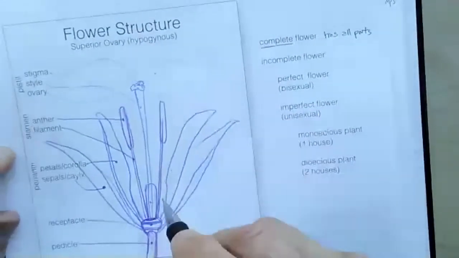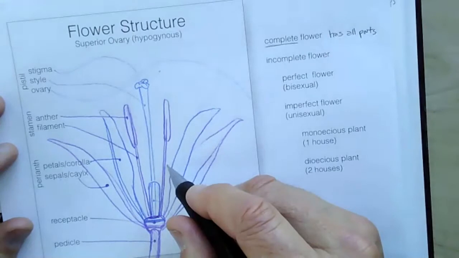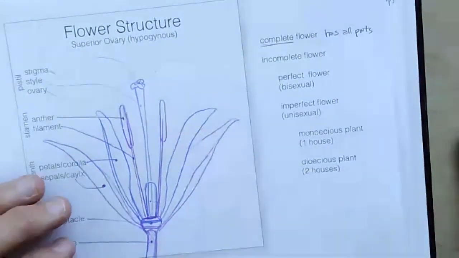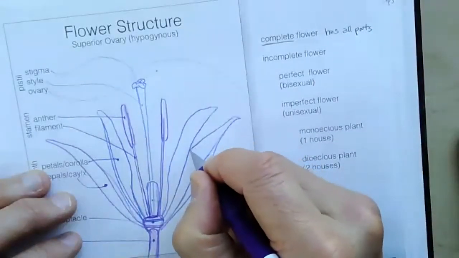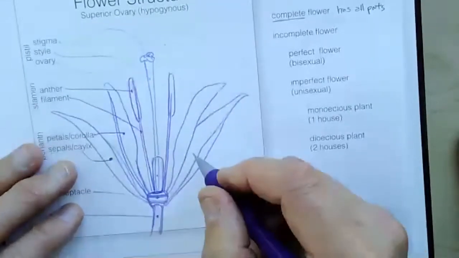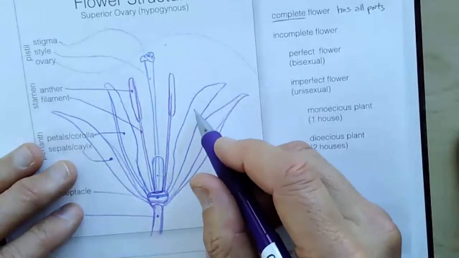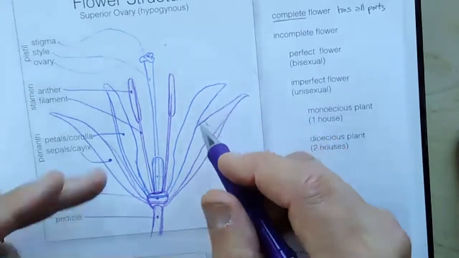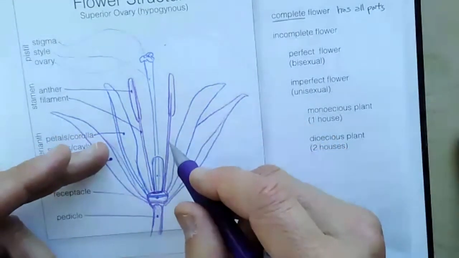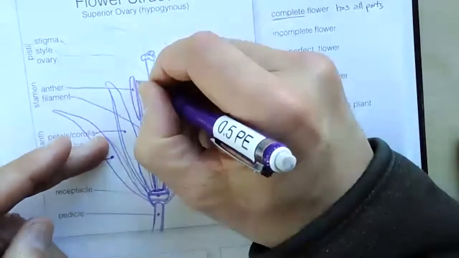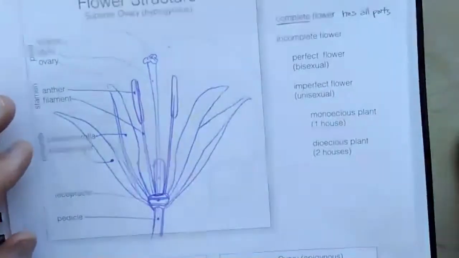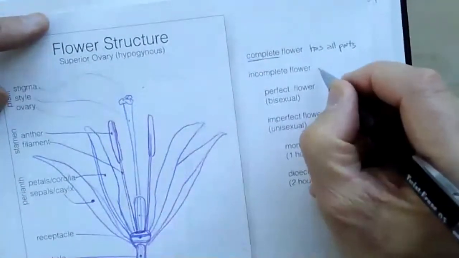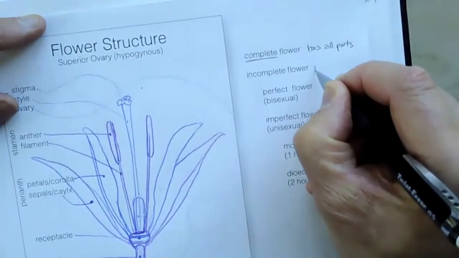On other flowers, they may have lost some of these structures. For instance, on a plant that is wind pollinated, they may not have need for showy petals, and they may have lost the petals. So if a flower doesn't have all these parts, that is what's called an incomplete flower. So parts are missing.